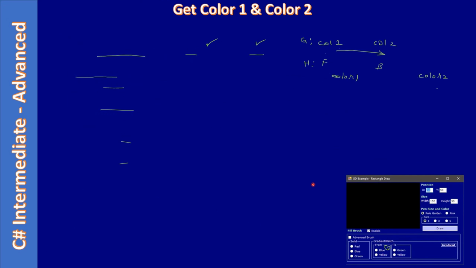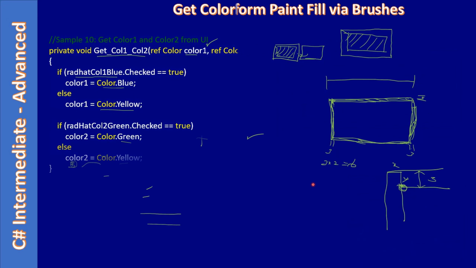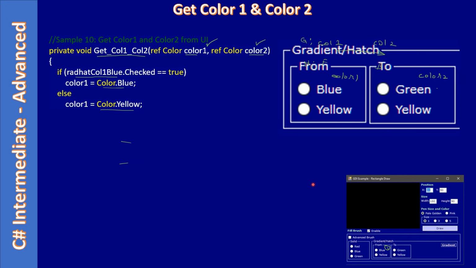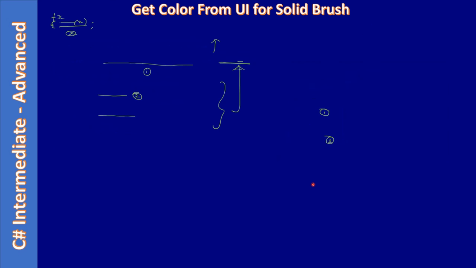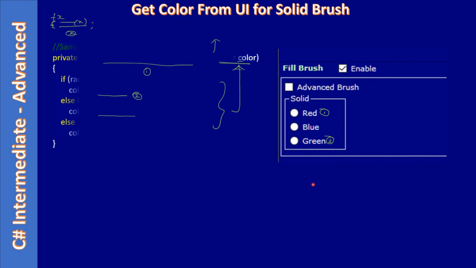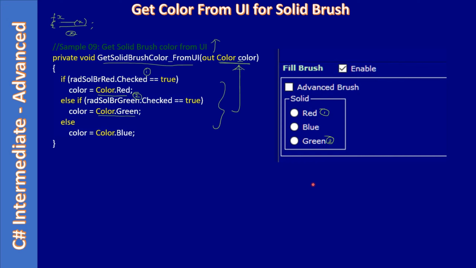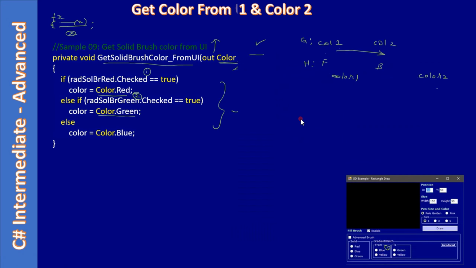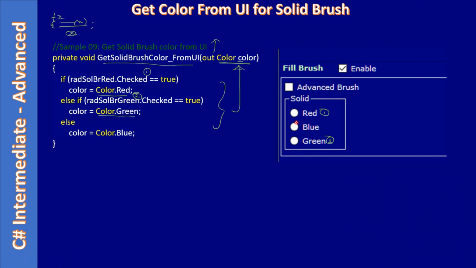In the previous video, we prepared our UI and we wrote some utility functions. Since we are going to use these utility functions here, let's quickly review them. Get solid brush color from UI reads the content from this section and outputs the selected color. If the user placed a check mark in this radio button, the color will be the blue color here.